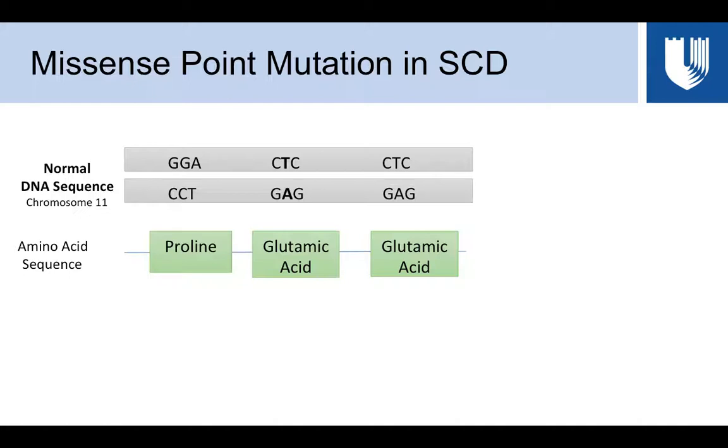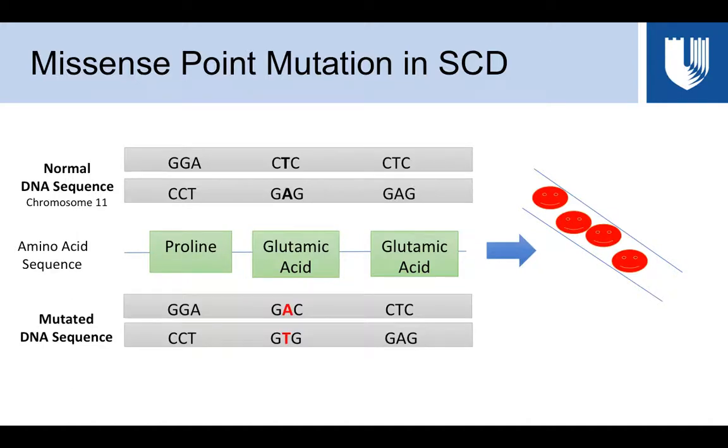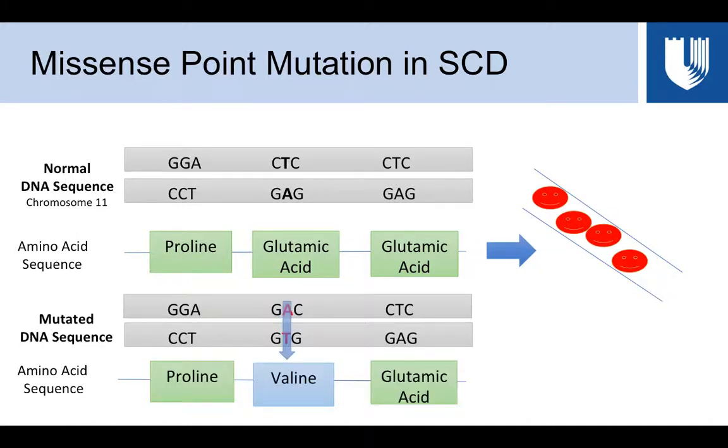So, sickle cell disease is caused by a missense point mutation on the beta globin gene. Normal DNA sequence on chromosome 11 encodes a glutamic acid at the 6th position of the beta globin. That leads to round, flexible red cells that don't get occluded. They don't cause occlusion in the vessel. However, when you have sickle cell disease, you have this point mutation that leads to a valine that replaces the glutamic acid at the 6th position.